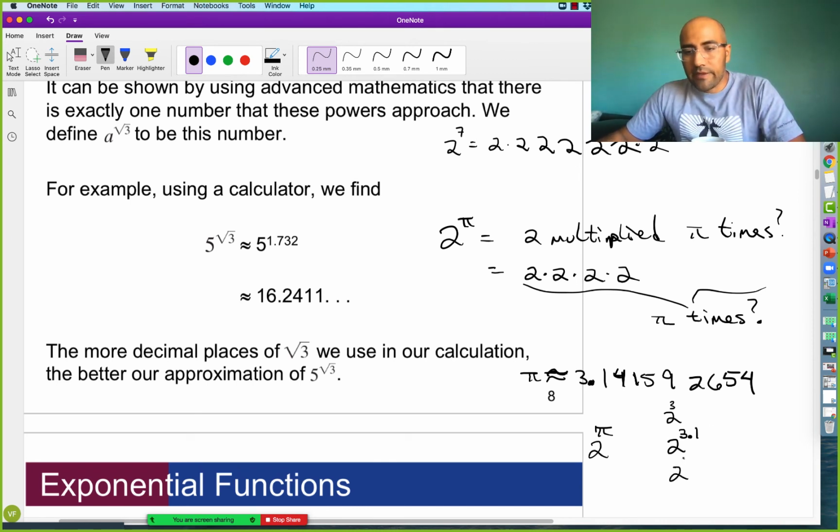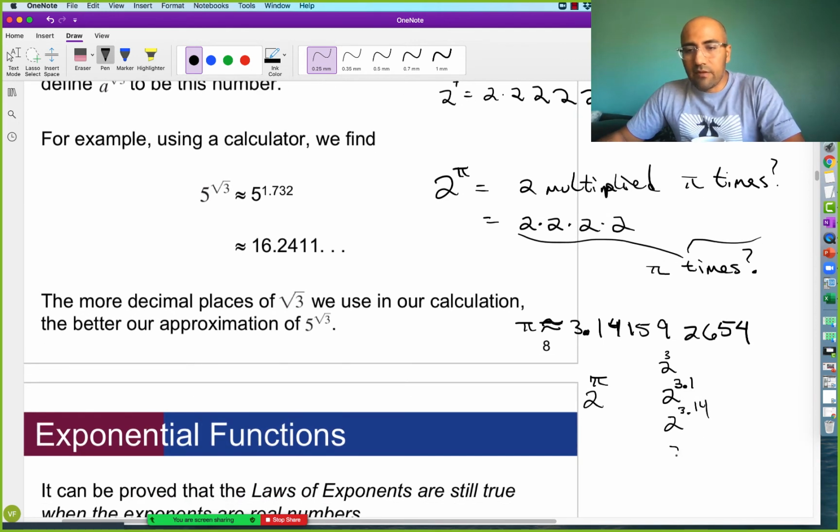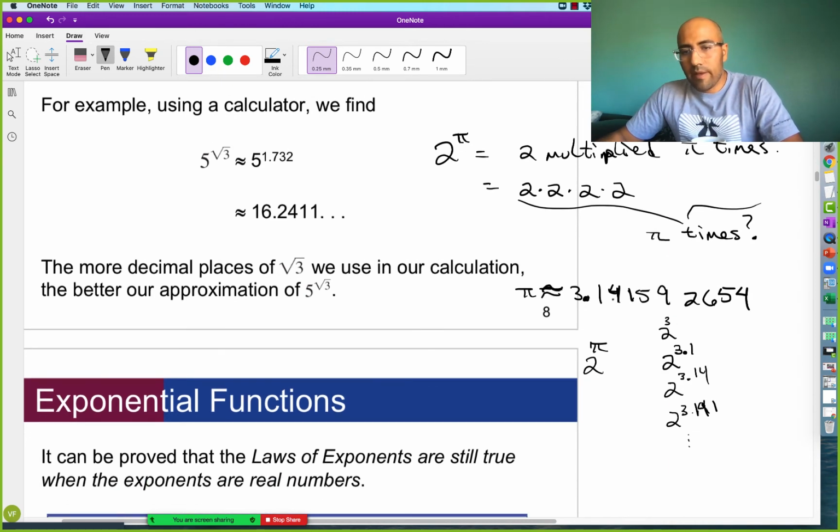And then I can approximate it even more by doing 3.14, and then 3.141, and so on and so forth. I can just keep going and get as much accuracy as I want, depending on how far out I go. Eventually you'll see that these outputs get closer and closer to some output, and then you'll be able to get a really good guess at what this approaches. Does that make sense?